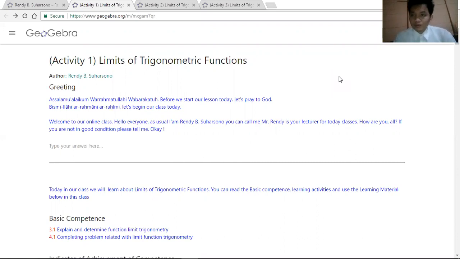NIM 190-2944. Here I will prepare my media for GeoGebra. I will prepare the media consisting of 3 activities about limits of trigonometric function. Let's come to the first activity. Activity 1. Limits of trigonometric function by author Rendy Suharsono.